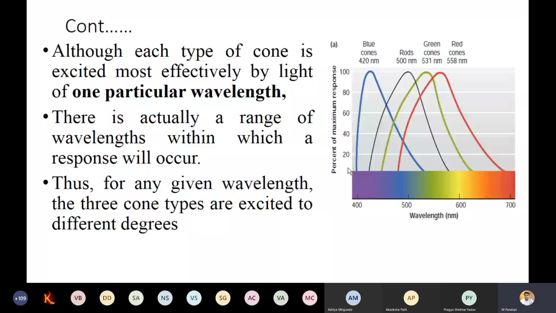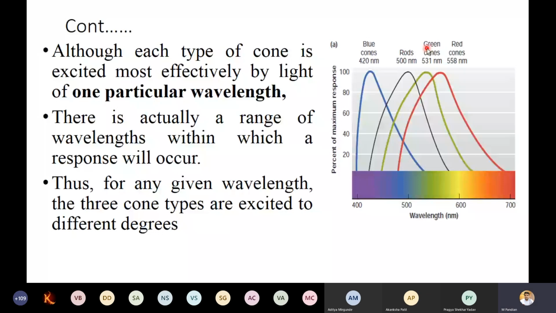Now the rods get activated when the wavelengths are over 500 nanometers. That is black and white. Now if you take the green cones, the green cone peak is 531 nanometers. Red cones come under 558 nanometers. So now you can categorize. Shorter wavelength is blue color, the medium one is green color, and the longest is the red cones.